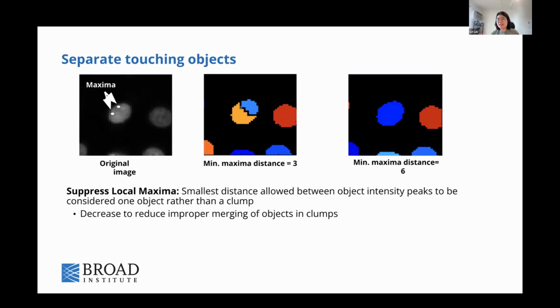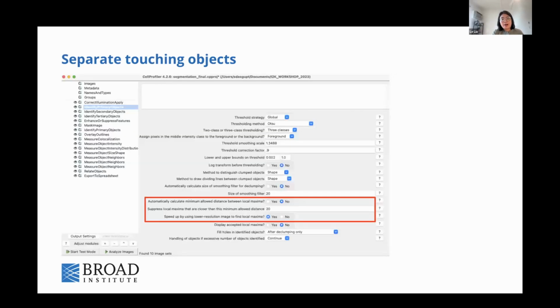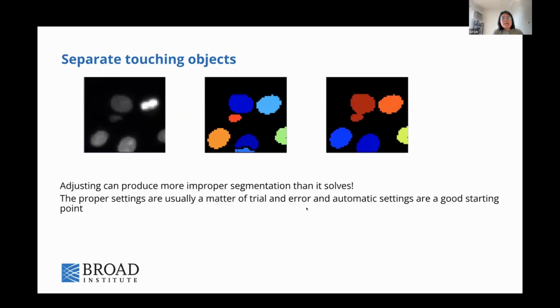However, that's not the true case, since we can tell they are one object. So we can increase the minimum distance to 6, because it's greater than 5, and they are considered one object. So it's good to fine tune the different parameters to get a good segmentation. And here again is the CellProfiler interface to adjust these parameters.